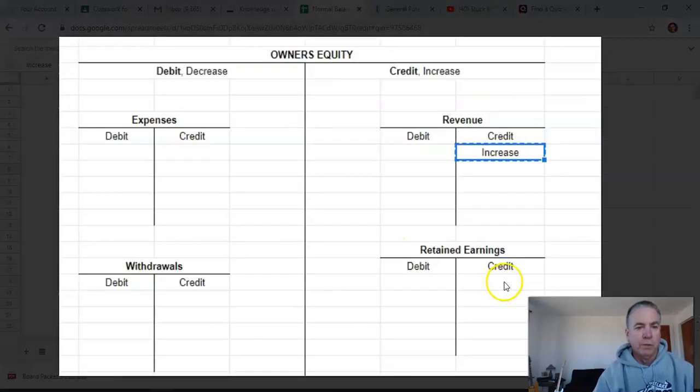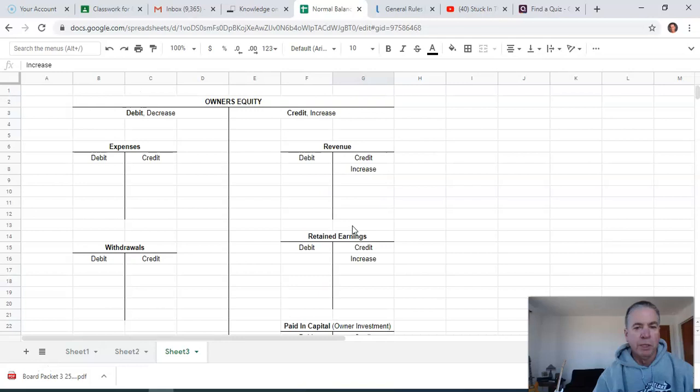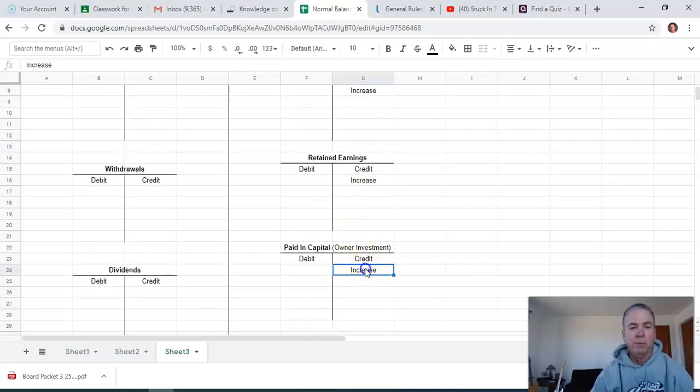Retained earnings increases on the credit side. Paid-in capital, investment by the owner, increases on the credit side. Think of it this way. If you were to start a business, let's say you buy Ross Market, and you have a personal savings account, and you take that personal savings and invest it into that business to, for some reason, buy some equipment or do something in order to help Ross Market grow. That is paid-in capital, and you would record that as a credit.